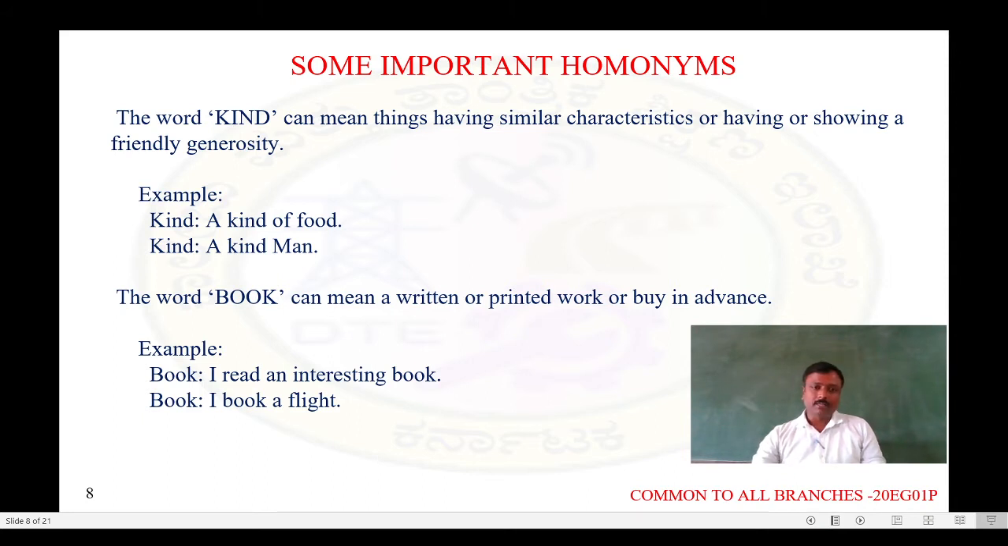And in the second example, I book a flight. Here book stands for verb. A verb is a word which shows one of the actions of the subject and object. So we can call it a verb. Here it gives the meaning of buy in advance.